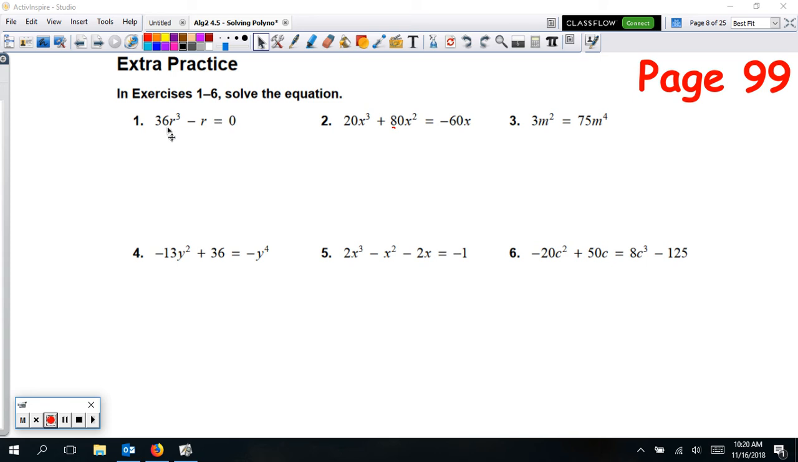So we have to first of all set this equal to 0. We want to see it always in standard form, which is in descending order equal to 0. So number 1, it's already set up that way. But on these other ones, we're going to have to adjust them first before we can actually do anything else. Get them first set up in standard form equal to 0.